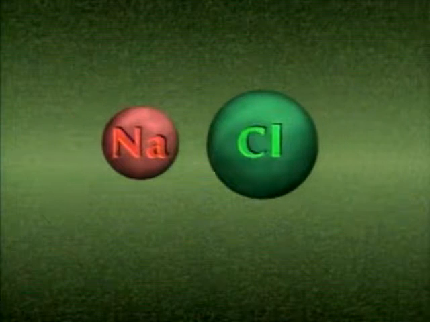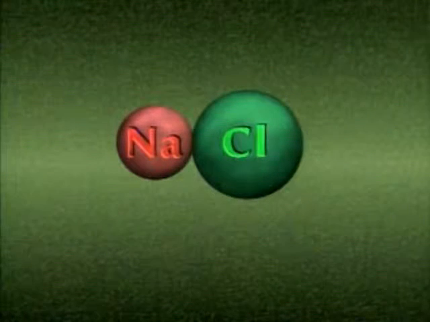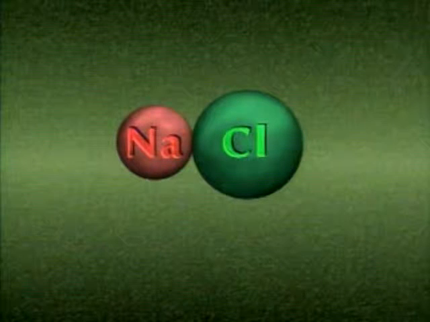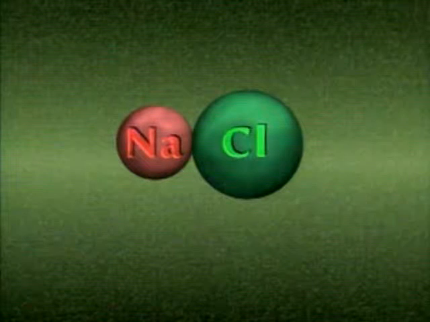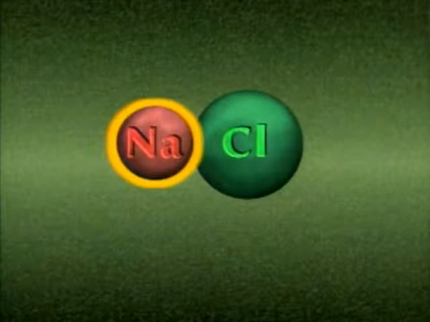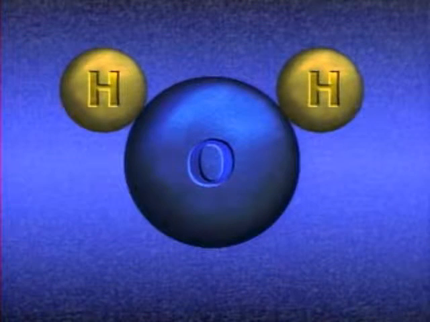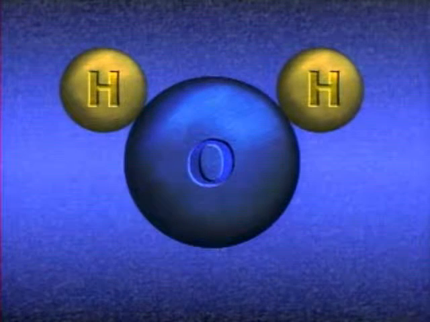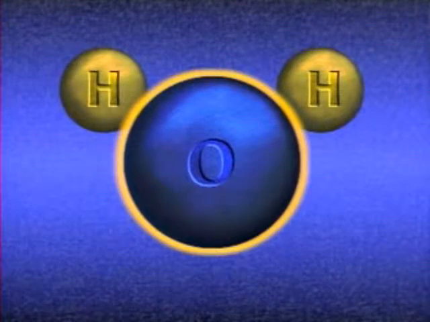When atoms combine with other atoms, they form molecules. A molecule is the smallest particle of a substance that retains all the properties of that substance. For example, one molecule of common table salt has all the properties of salt. A salt molecule contains one atom of sodium, Na, and one atom of chlorine, Cl. One molecule of water has all the properties of water. A water molecule contains two atoms of hydrogen and one of oxygen.